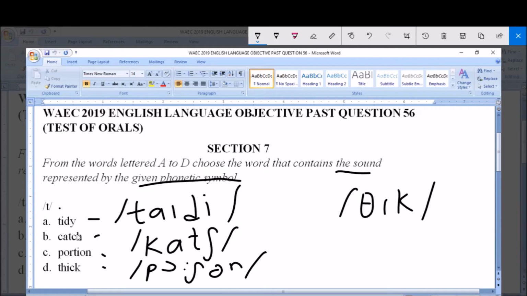Now we can see that from the transcriptions we have done, option A, which is tidy, contains this consonant sound here, and hence option A, tidy, is the correct answer. Now note that what appears to look like the consonant sound in catch is not it. It is this consonant sound. So this is the consonant sound together like this, and it's pronounced ch consonant sound. So this is a single consonant sound, and that is why the correct answer is A, tidy.